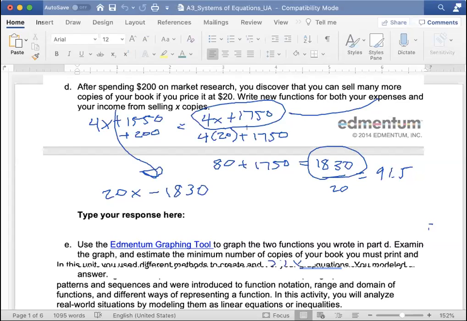Now, use the graphing tool to graph the two functions you wrote in Part D. Examine the graph and estimate the minimum number of copies of your book to print and sell to avoid losing money. Capture a screenshot and include it with your answer. So I don't know if I'll be able to access this or not. I'm going to write down my formulas on a sheet of paper for 4x plus 215.50 and 20x.